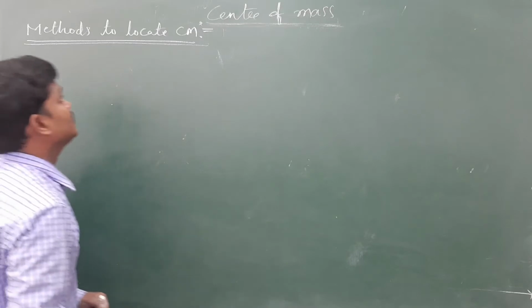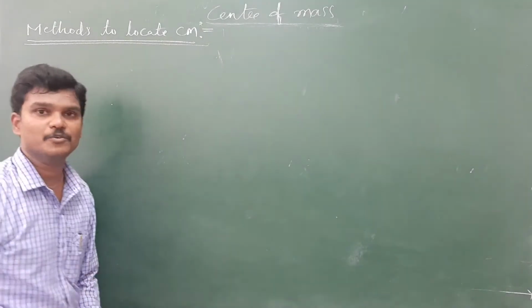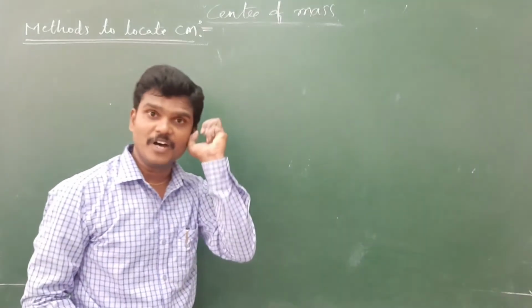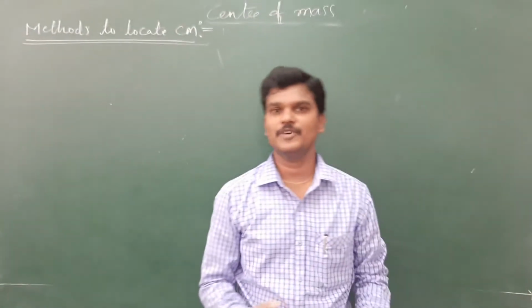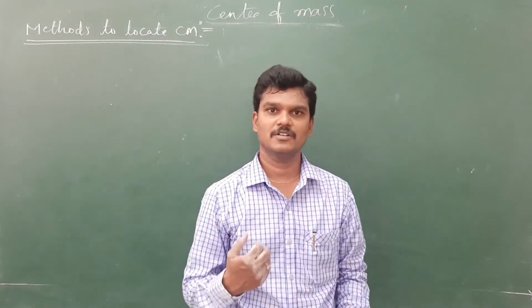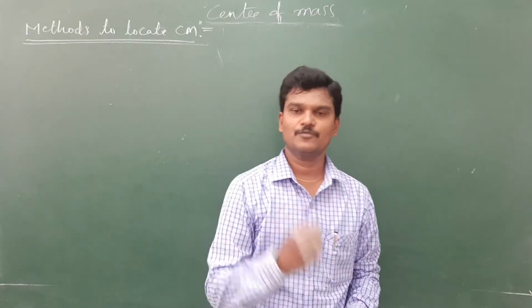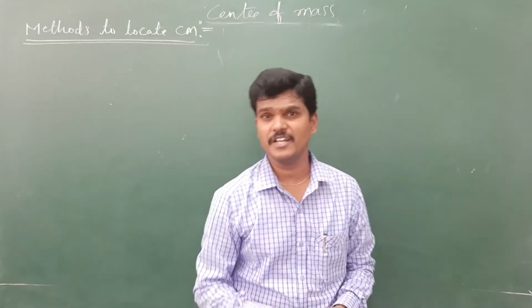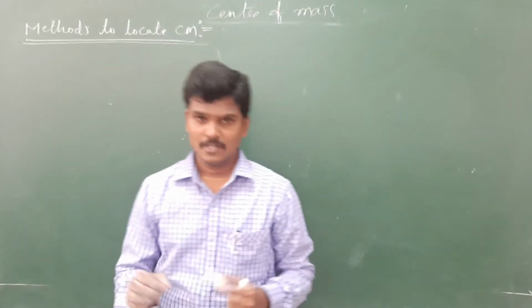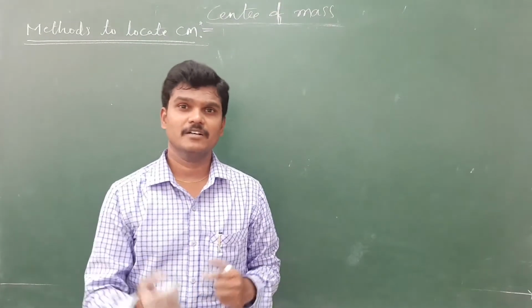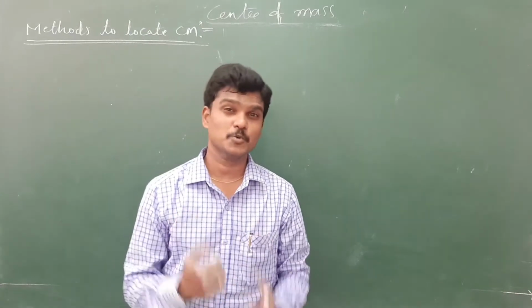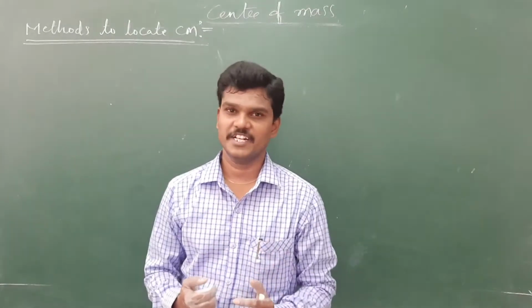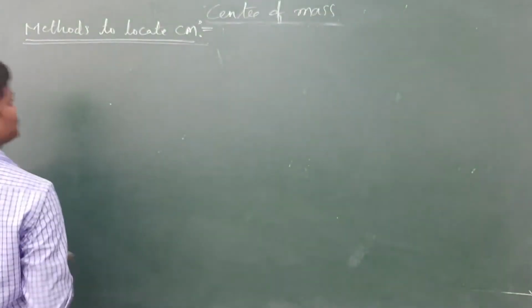Next, let us continue with methods to locate the center of mass. There are four methods to find the center of mass: one is the method of symmetry, another is the method of decomposition, another is the method of Pappus theorem, and the other one is the method of integration. Now let us start with the method of symmetry.